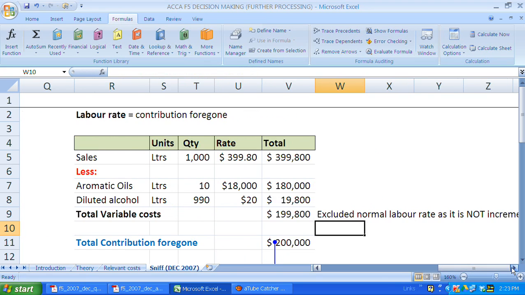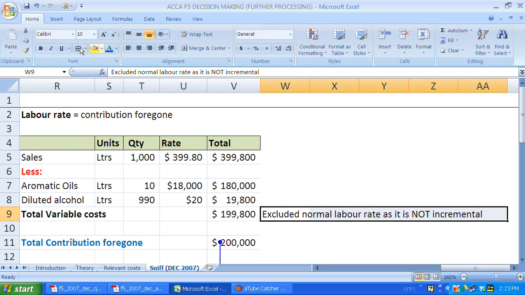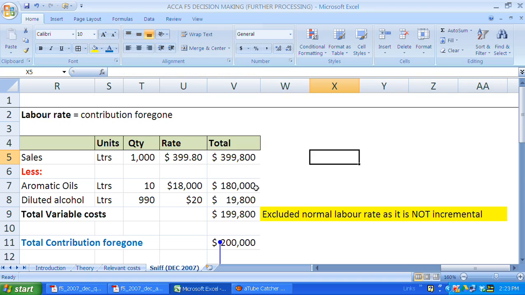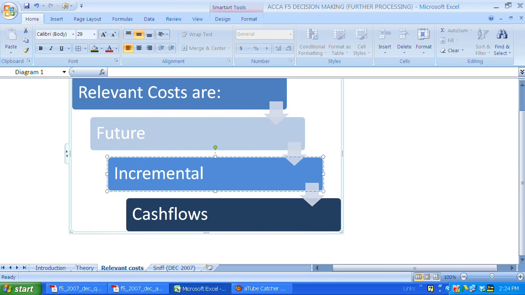Okay, so that's the reason I've not included the normal labor rate. In my computation of the variable cost, I exclude the normal rate as it is not incremental. Remember, I'm only looking at what they are calling relevant costs. Relevant costs are future incremental cash flows.